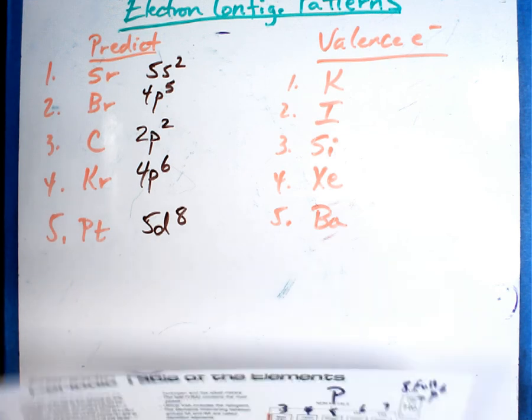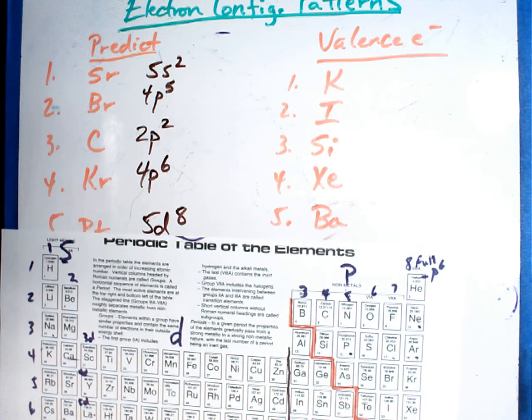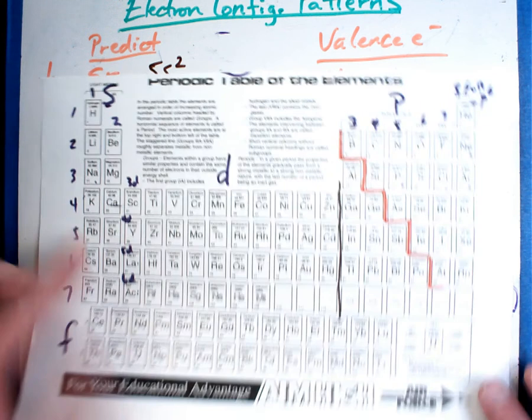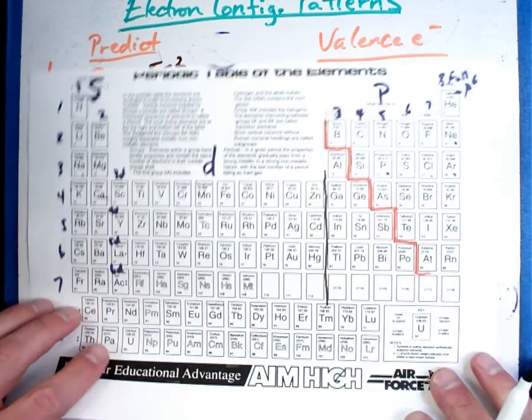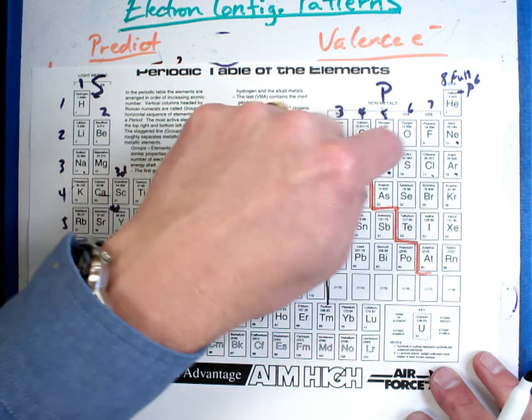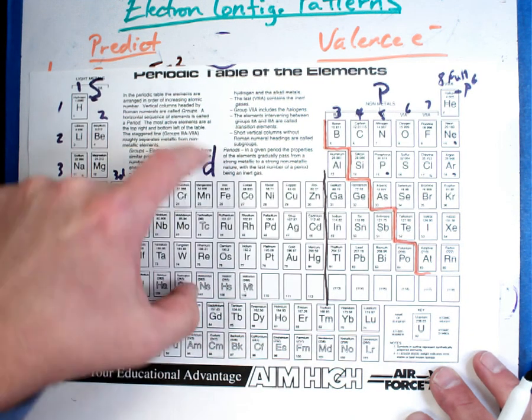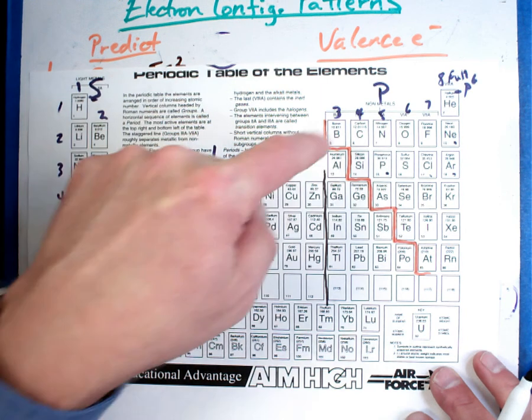Valence electrons: how many electrons in the outside ring? This is actually really easy. You just count what column they're in. K, first column, has 1 valence electron. Iodine is in the 7th column: 1, 2, 3, 4, 5, 6, 7. Notice we're not counting these short ones. They sort of break the rules since they don't go all the way to the top. So we're just counting the tall columns.